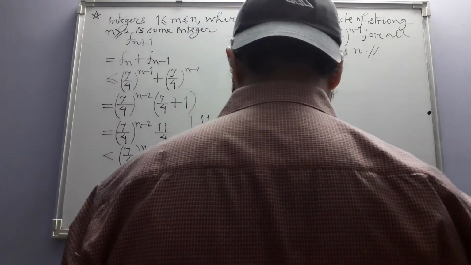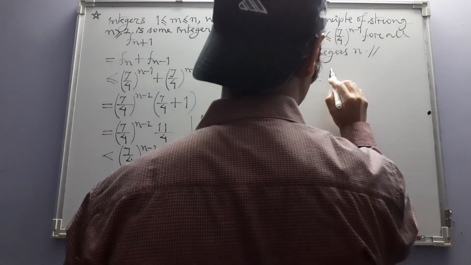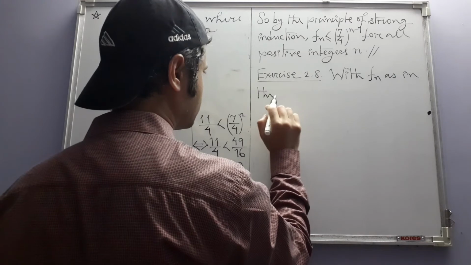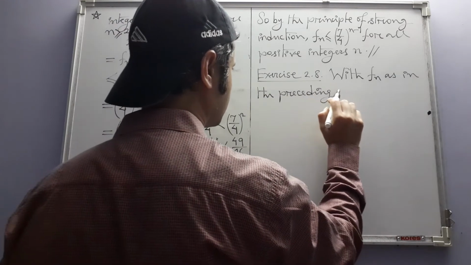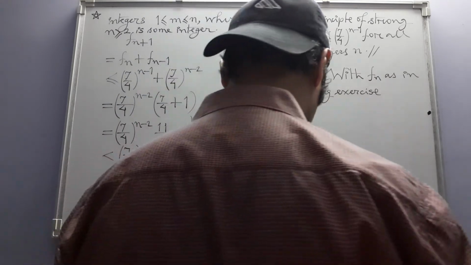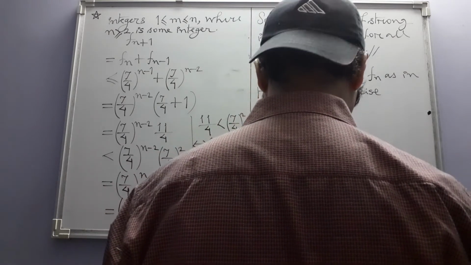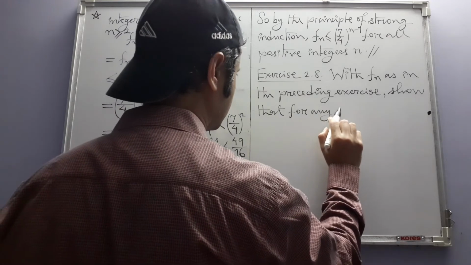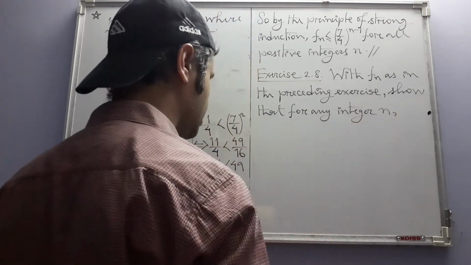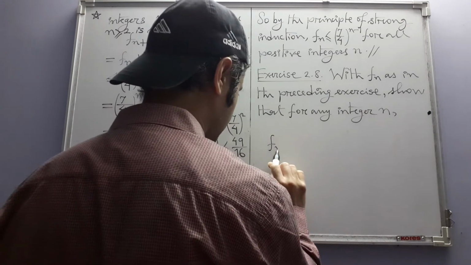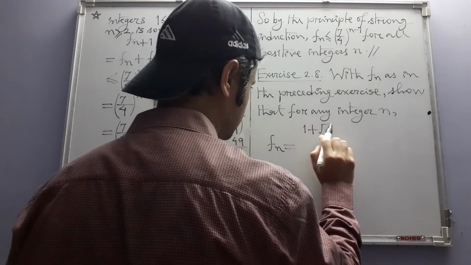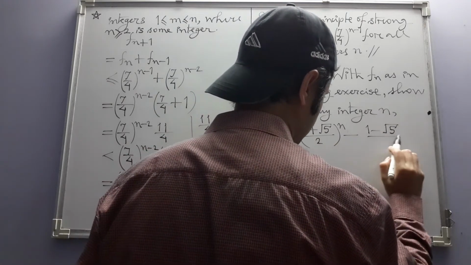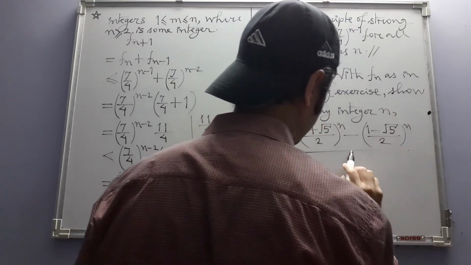Exercise 8. With Fn as in the preceding exercise, that means the nth term of the Fibonacci sequence, show that for any integer n, Fn is actually equal to an expression like this: ((1 plus square root of 5 divided by 2) whole to the power n, minus (1 minus square root of 5 divided by 2) whole to the power n), divided by square root of 5.